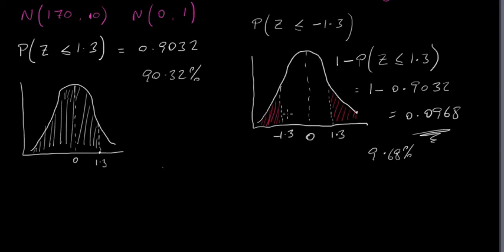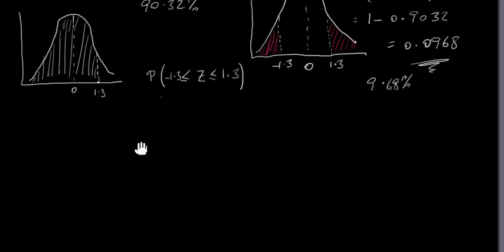Okay, so that's two examples. Let's have a look at one more. Let's say we're asked for the probability that z is greater than or equal to minus 1.3 and less than or equal to 1.3. So what would this mean? We'll just draw the normal curve first of all. We'll do the same again here.